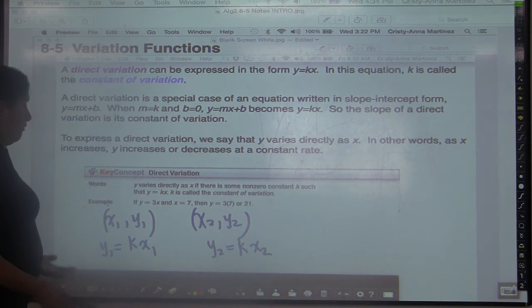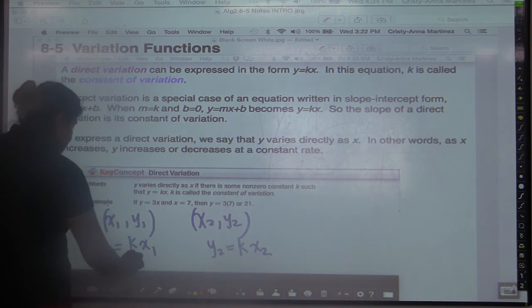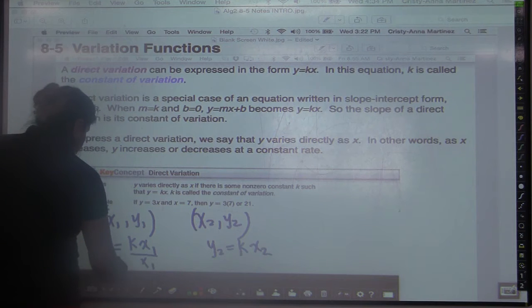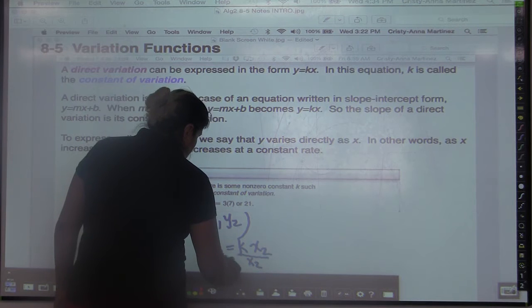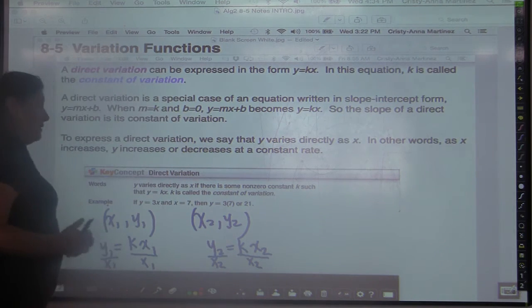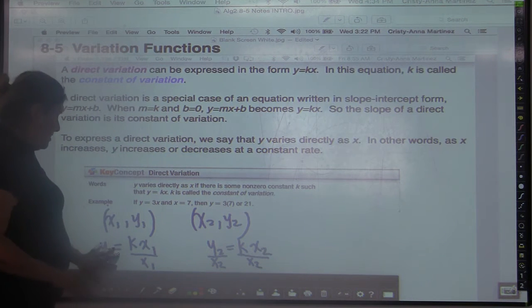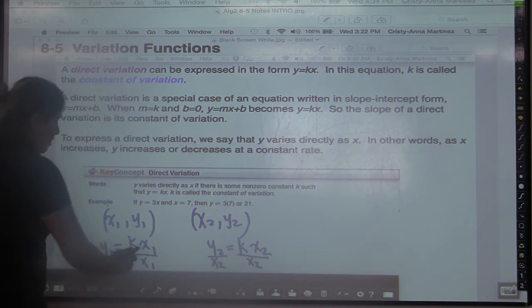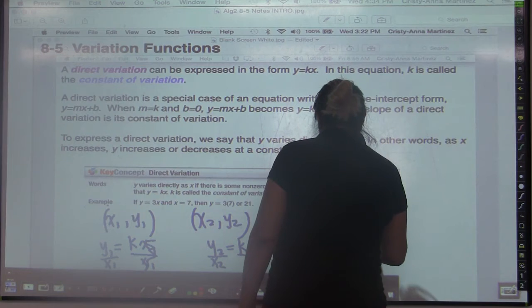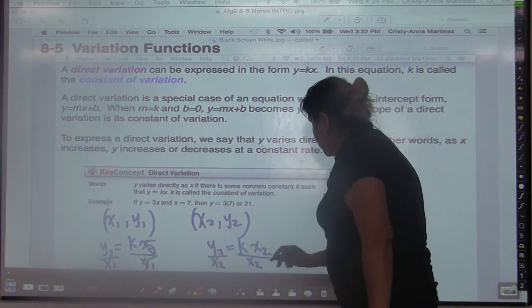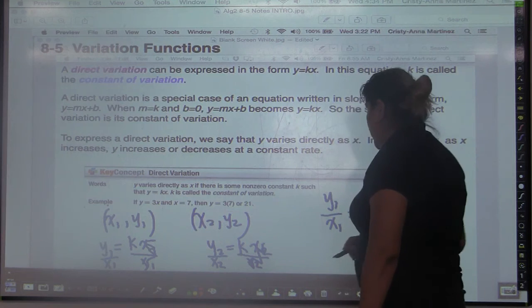And if you wanted to solve for k in either case, in this case you would divide by x1 on both sides. In this case you would divide by x2 on both sides. And the idea here is that the k, because it's a constant of variation, should be the same for both pairs of points, or for both values. Therefore, we can equate that this k should equal that k, and since here this cancels, then k equals y1 over x1. And in this case, these cancel, and you get that k equals y2 over x2.